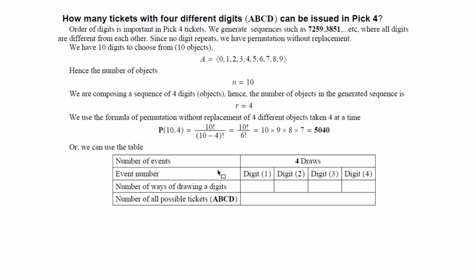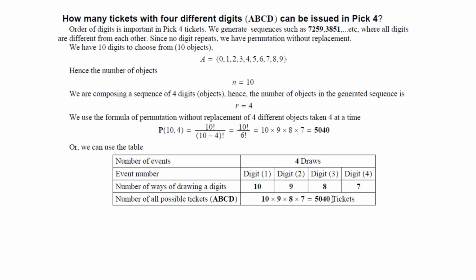Or we can use the table of permutation. So here we have all the events of withdrawing the first digit, the second, the third and the fourth. So withdrawing the first digit can happen in 10 ways, and the second digit in 9 ways, and the third digit in 8 ways, and the fourth digit in 7 ways. So according to the multiplication principle, the number of all possible tickets of the form A, B, C, D is again 5040 tickets.